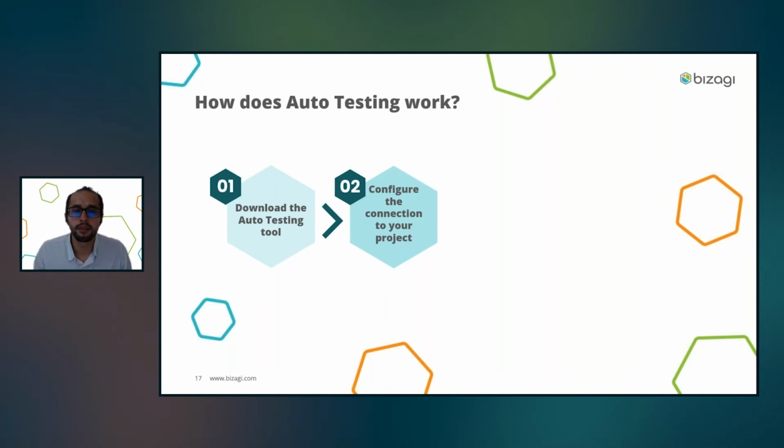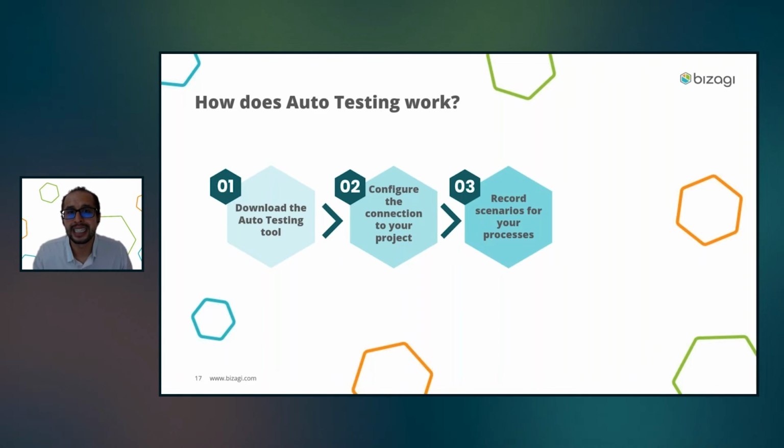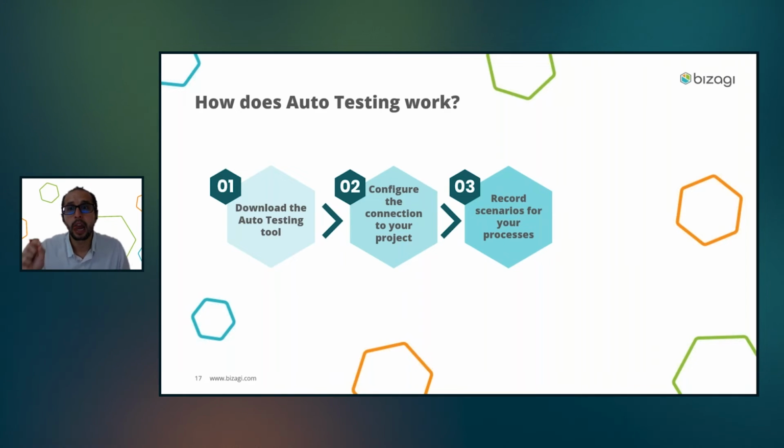Once you have that configuration in your project, the third step is to record your scenarios. So what is this? Basically, the auto testing tool will run your web application. Which one? The Bizagi Work Portal, where we run our processes, right? And you can start recording every single human interaction that you do in one of the forms, right?